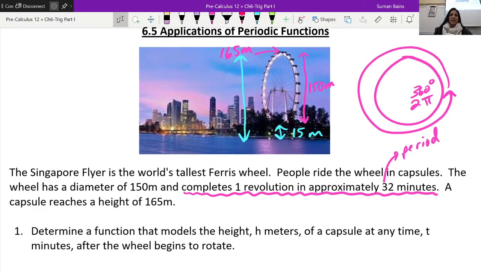Okay, so it's asking us to determine a function that models the height, h meters, of a capsule at any time, t, after the wheel begins to rotate. So basically, we are trying to use this information to come up with an equation. And this is true of any sinusoidal function we're looking at. I could have multiple answers. It just depends on what you see first or how you interpret this, but we could give a sine equation as our answer. We could give a cosine equation. We could give different sine and cosine equations, depending on how we move them left, right, and all that stuff.